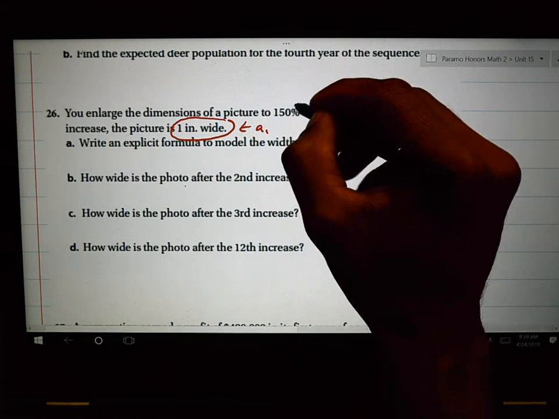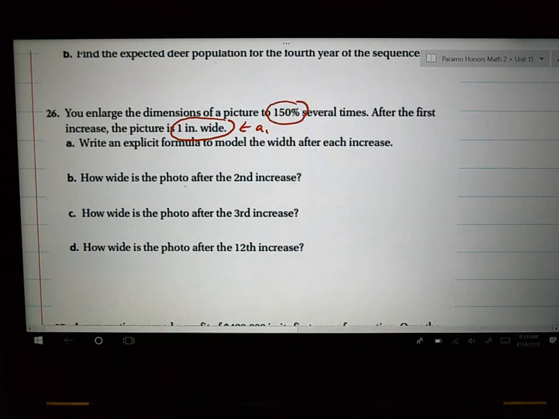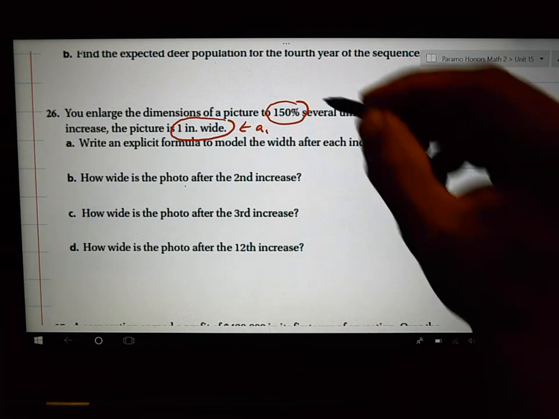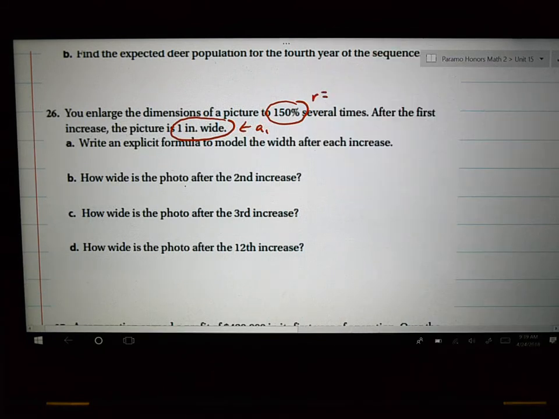But this is not what you're going to use for R. You don't use 150 because that's a percentage. You always need to convert percentages into a rate. What is the rate when you're going at 150%? R equals. If you know, tell the person you're sitting next to, please.